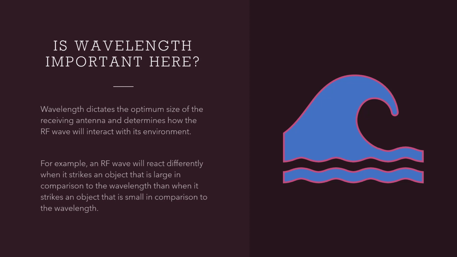In the same way, the RF wave also interacts with the environment depending on the wavelength. For example, if it strikes an object which is larger than the wavelength, it behaves in a certain way. If it strikes an object which is shorter than the wavelength, it behaves in a different way. So when we are looking into impairment, you are going to find out whether there is any object which reflects or refracts, or how it attenuates the signal. In order to know that, you need to know about the wavelength. That's why it's a very important parameter.